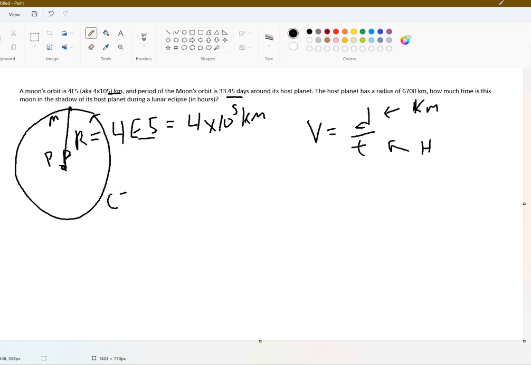Anyhow, the circumference, you might recall from the last example, is 2 pi times the radius. The period of time here is given to us as, in this particular case, this moon takes 33.45 days to go around. That's a D. Let's convert that to hours. So we know that in one day there are, of course, 24 hours.